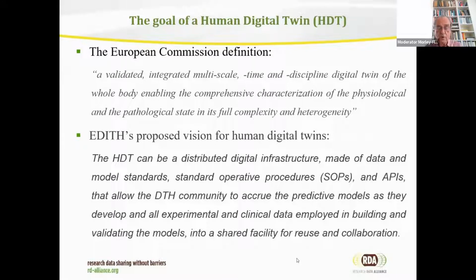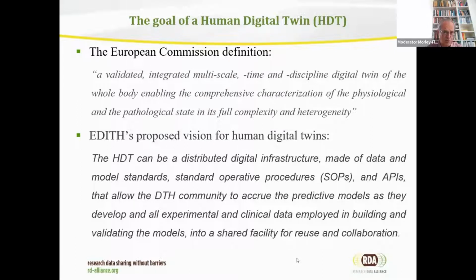The call of the Commission explicitly set a goal for a human digital twin. And here comes the definition proposed by the Commission: a validated, integrated, multi-scale, time and discipline digital twin of the whole body, enabling the comprehensive characterization of the physiological and the pathological state in its full complexity and heterogeneity.